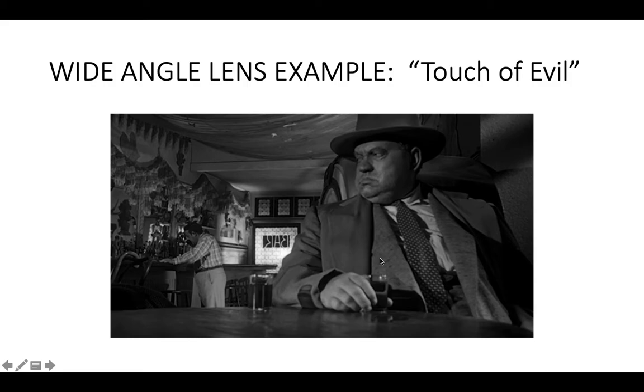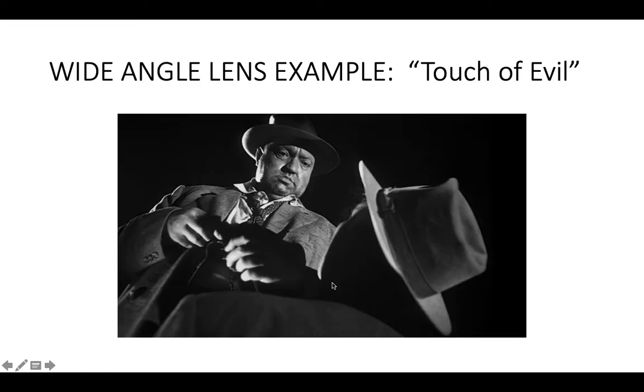So look at the relationship between the foreground and the background. You see that stretching, that distortion of depth? Here's another still from Touch of Evil. I love this one. In this case, Orson Welles' character is sort of in the background in comparison to this person who is in the foreground.